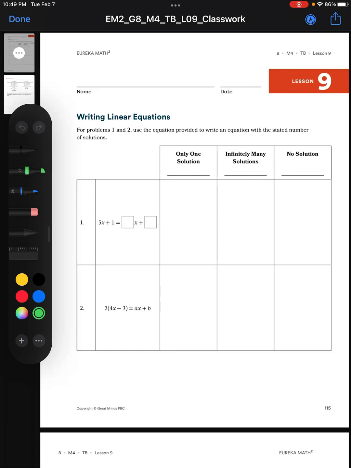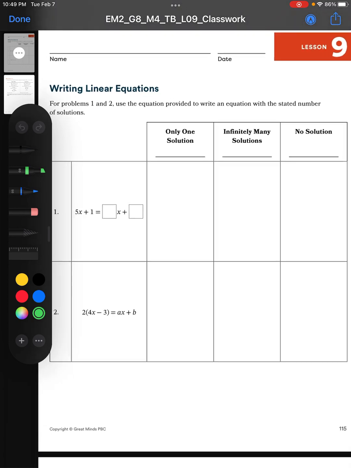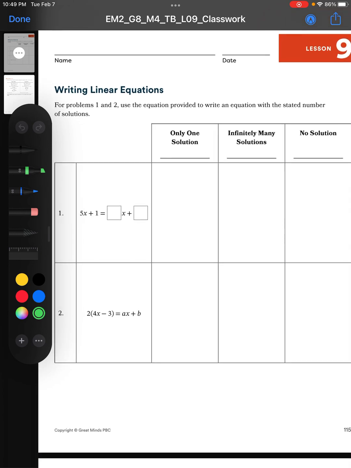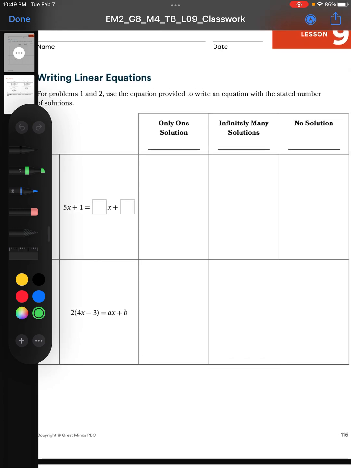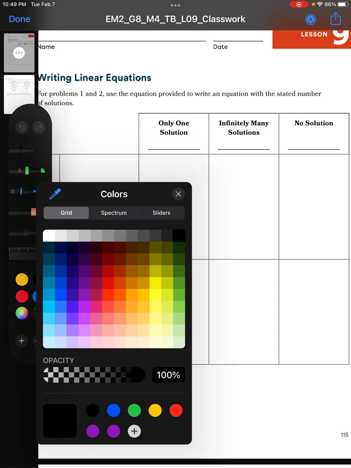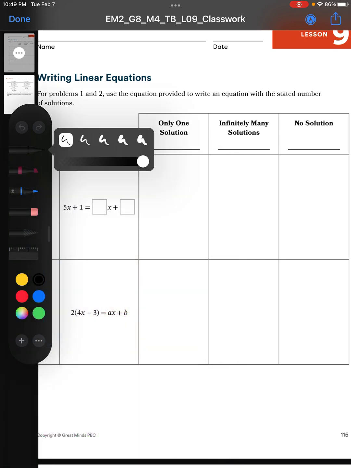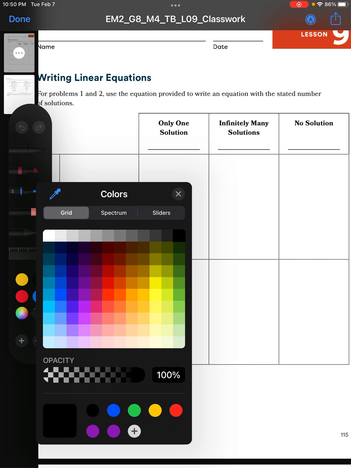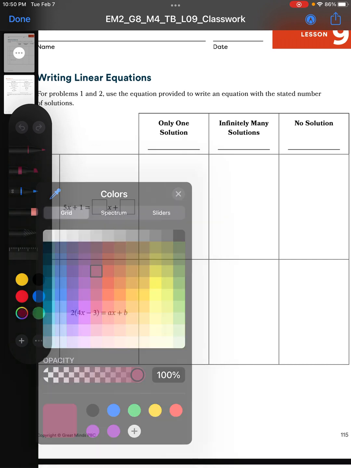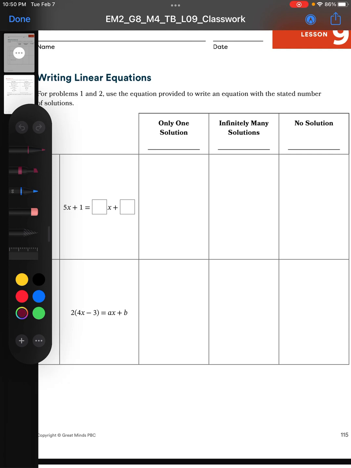All right, this is Module 4, Lesson 9, where we will be writing linear equations. So we've already talked about some linear equations with one solution, ones that have infinitely many solutions, and ones that have no solution. So now we're going to, again, take a look at those trends that we've been noticing and that we've been talking about. The first thing that we're going to do is share and talk about the algebraic representation for these types of equations that have either one solution, infinitely many solutions, or no solutions.